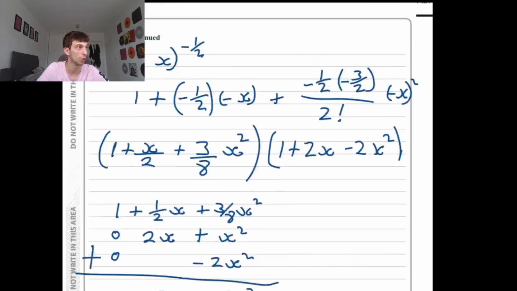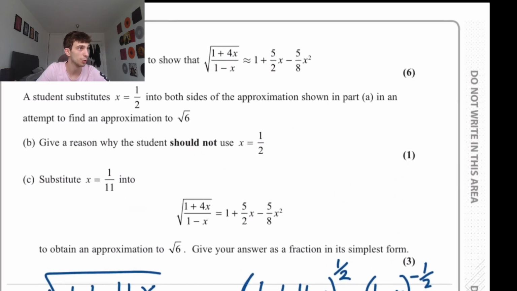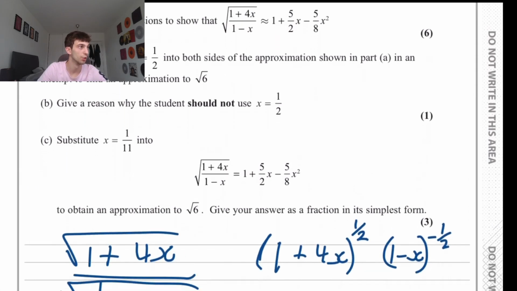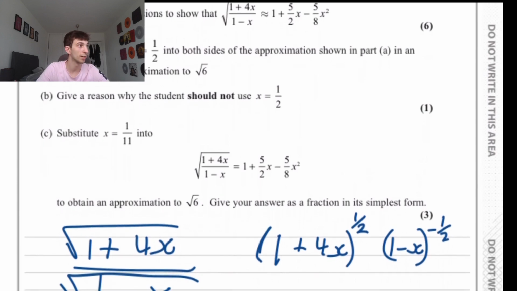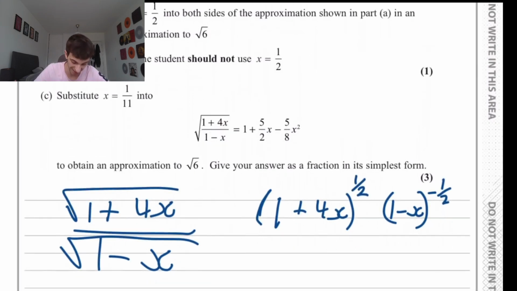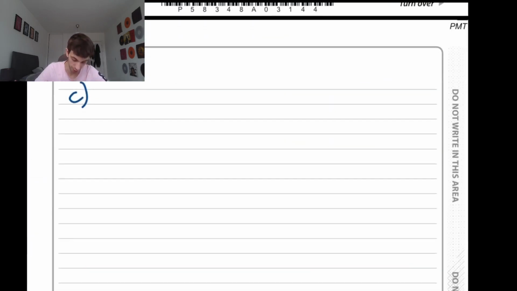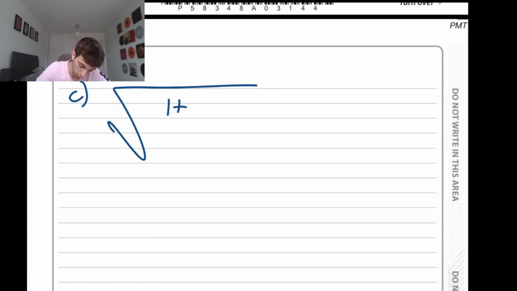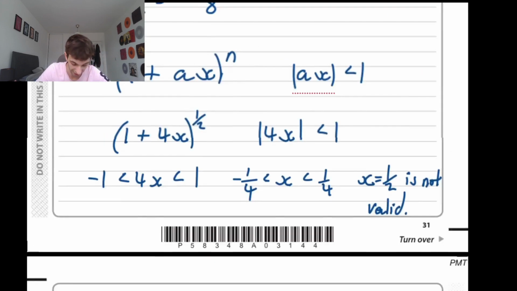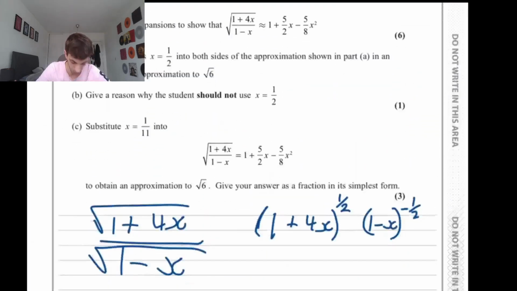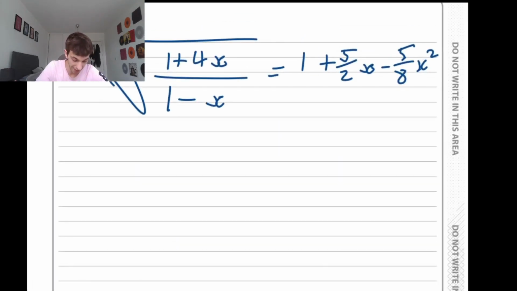We're going to have a little bit of calculator work here. So substitute x equals 1 over 11 into the square root of 1 plus 4x over 1 minus x, equal to 1 plus 5 over 2 x minus 5 over 8 x squared, to obtain an approximation to root 6. Give your answer as a fraction in its simplest form. Okay, so let's quickly rewrite what we have in the question. We have the square root of 1 plus 4x over 1 minus x approximately equal to 1 plus 5 over 2 x, take away 5 over 8 x squared. Let me just make sure that is the approximation, everything's correct there. Okay, perfect. So all we have to do is sub in x equals 1 over 11.